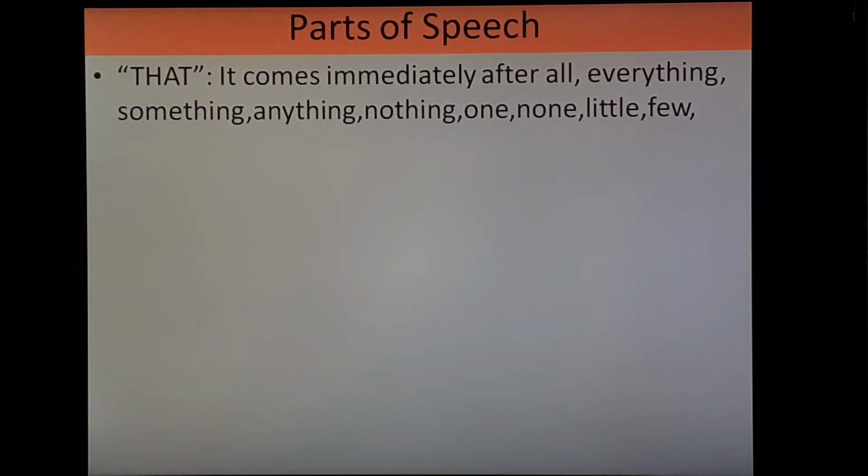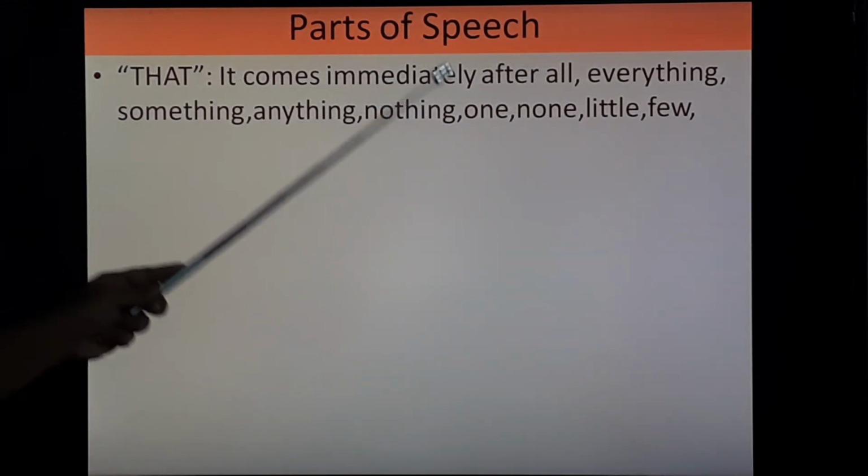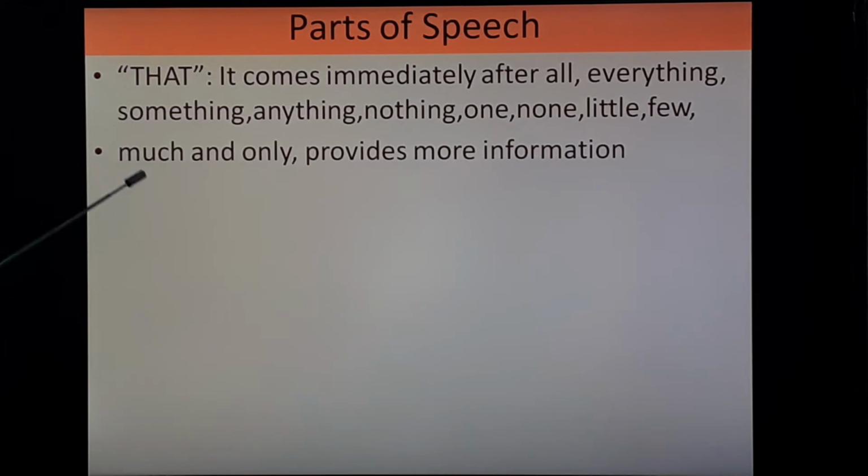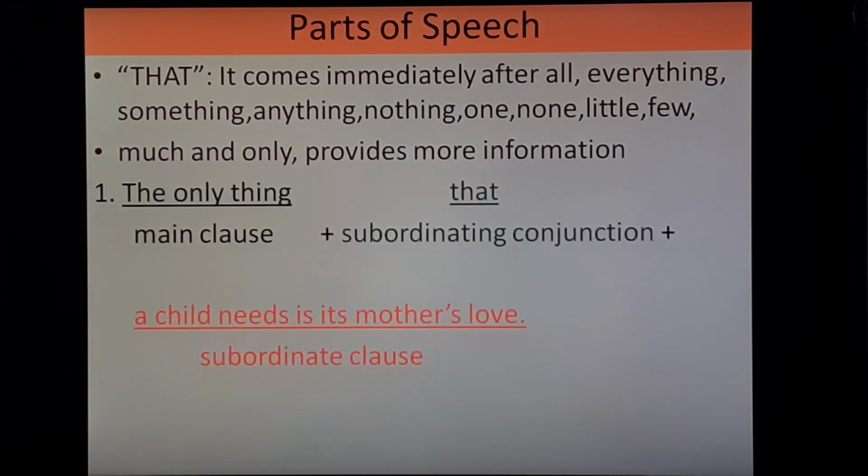Okay, let's move to the next subordinating conjunction, and that is "that." It comes immediately after all, everything, something, anything, nothing, one, none, little, few, much and only. And this "that" provides more information. For example, the only thing that a child needs is its mother's love. So here, the only thing, which one? Here we have joined two sentences with the help of "that."